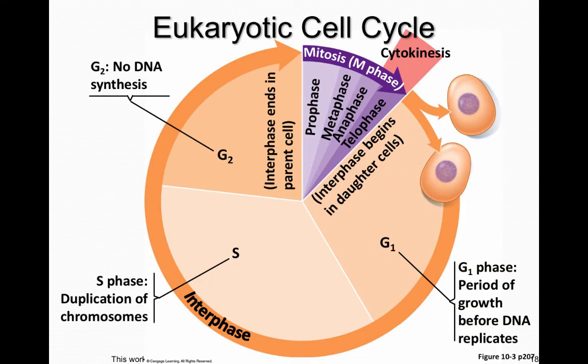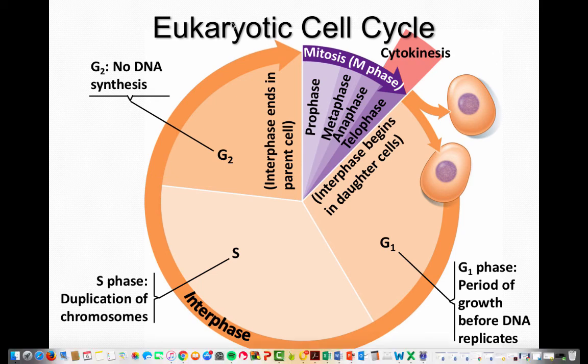So this is what the cell cycle looks like, right? You have the beginning. This is interphase here, right? You can see it. You have G1. This is a period of growth before DNA starts to replicate, right? So here we're basically making more organelles. We're making proteins, getting ready for the next part. We're getting bigger. All of this is happening in here.